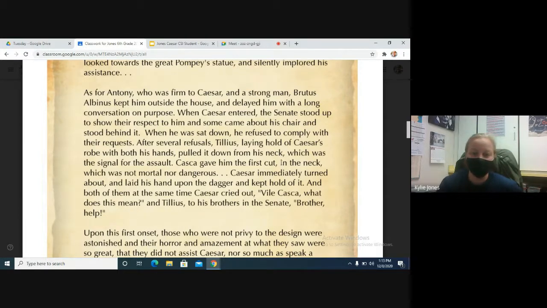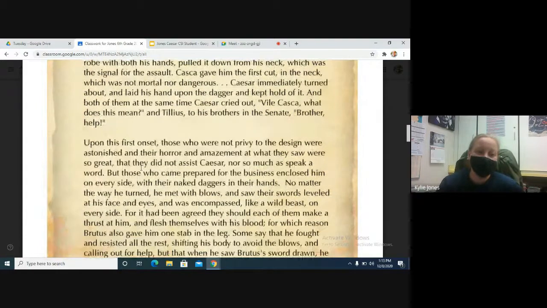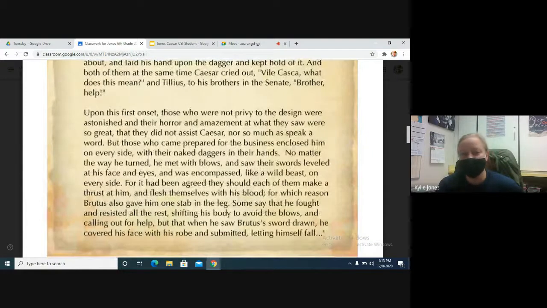Casca gave him the first cut in the neck, which was not mortal nor dangerous. Caesar immediately turned around and laid his hand upon the dagger and kept a hold of it. Caesar cried out, "Vile Casca, what does this mean?" And Tullus, to his brothers in the Senate, said, "Brother, help." So basically they're attacking Caesar right now, right? Upon his first onset, those who were not privy to the design were astonished, and their horror and amazement at what they saw were so great that they did not assist Caesar, nor so much as speak a word.